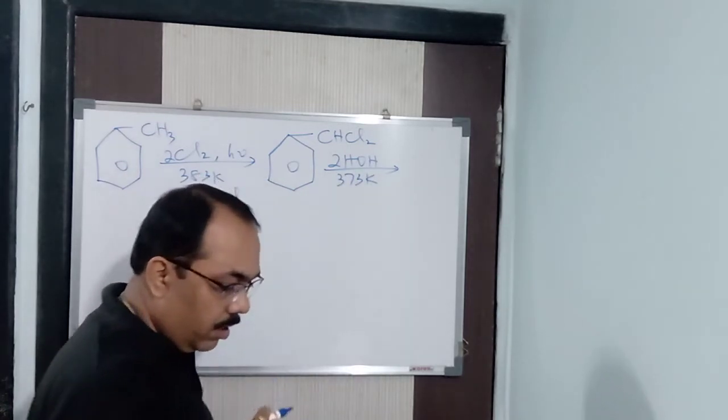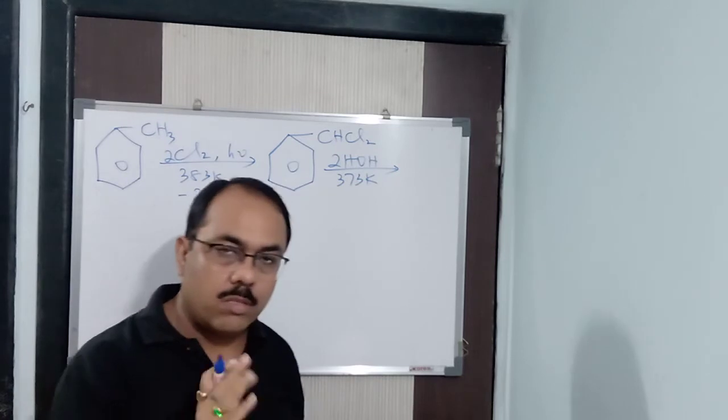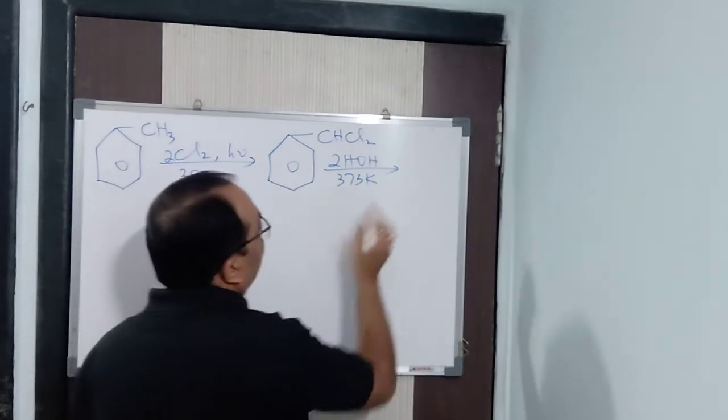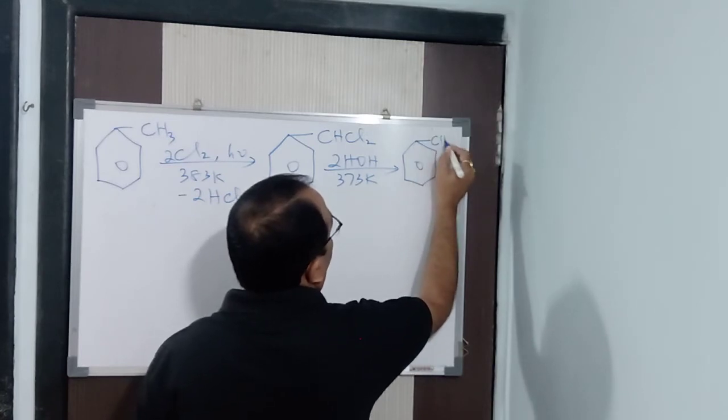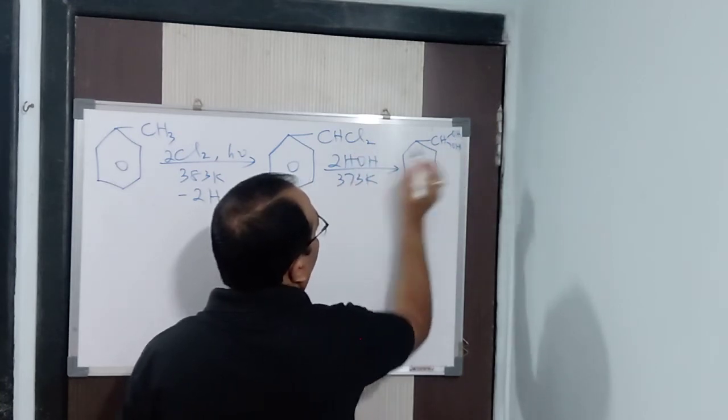I have to heat this particular one. Alright, I have to go for hydrolysis. Clear? So what I will be getting here, as you have read earlier, is 2 OH groups. Instead of 2 Cl, 2 OH groups come.